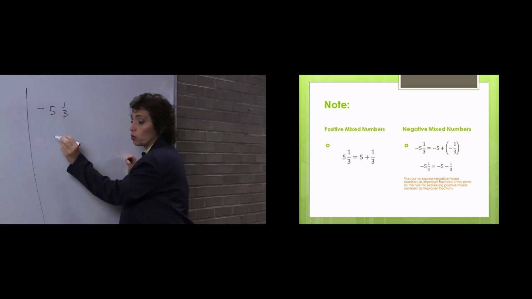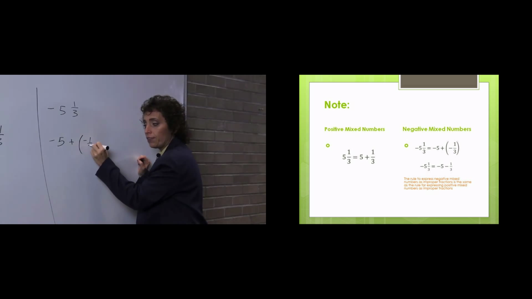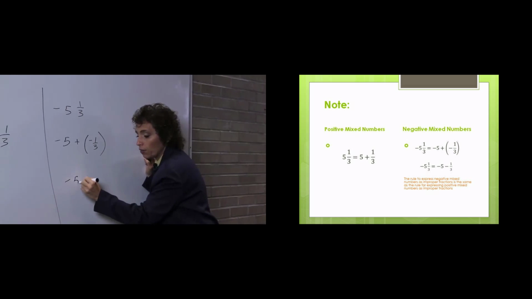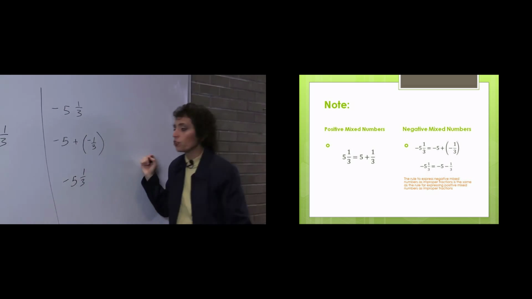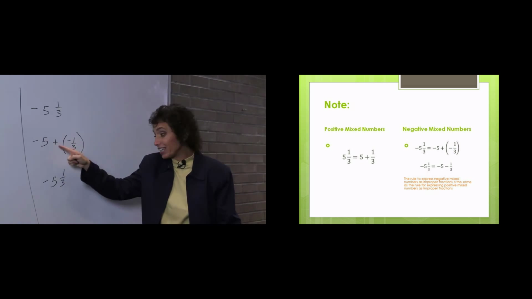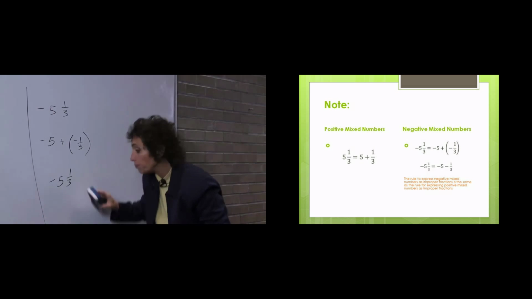This actually comes from, watch, negative 5 plus a negative 1/3, which is actually negative 5 1/3. Because think about this. I owe you 5, and I owe, oh, there's that double sign. We can get rid of that double sign. I'll just do that again.